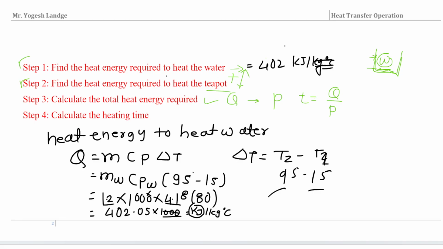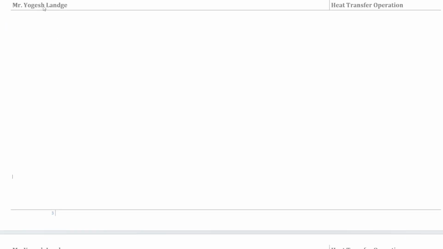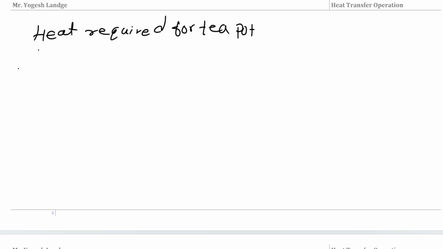Now the next step is to get the value of the heat required for the teapot. Again, we use the same formula as it is. So for the teapot, how much heat is required? Again we use the same formula. The Q for the teapot is equal to the mass of the teapot into the specific heat of the teapot into the temperature difference.